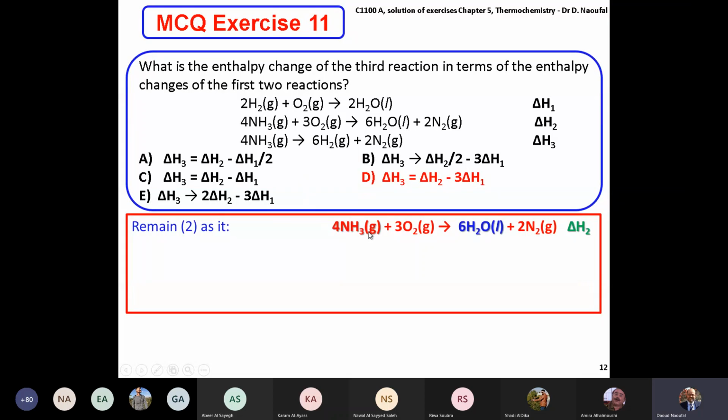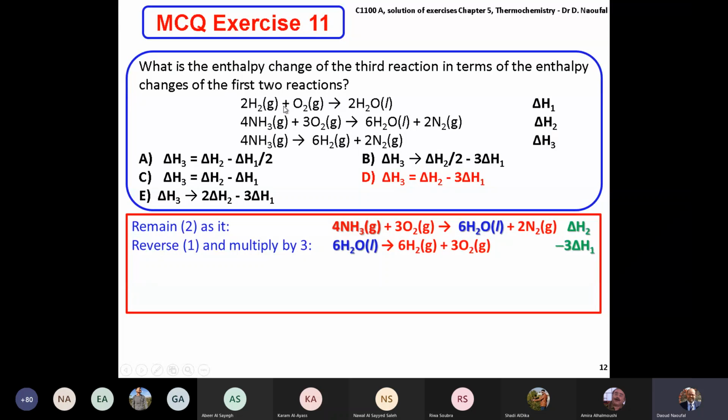4 ammonia gas plus 3 O2 gas gives 6 H2O gas plus 2 N2. So in the global, we have 4 ammonia and we have the appearance of N2. But we have O2 and H2O that should be eliminated. So we pass to other reactions. In reaction 1, we have H2O in the products. So we have to invert reaction 1 in order to put H2O in the reactants. So we inverse the direction of the reaction.